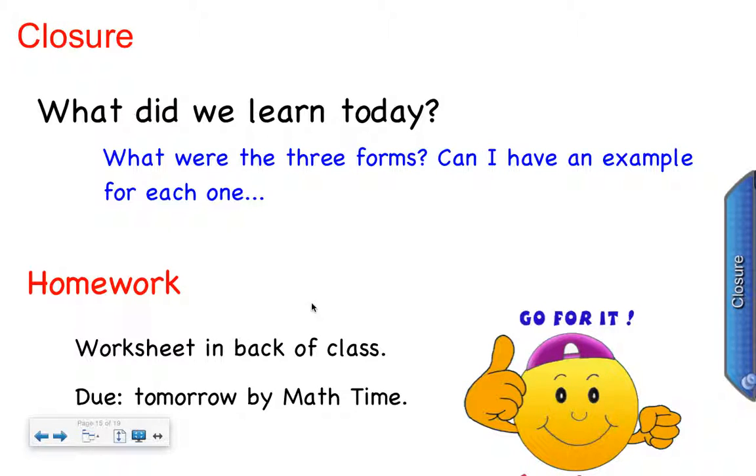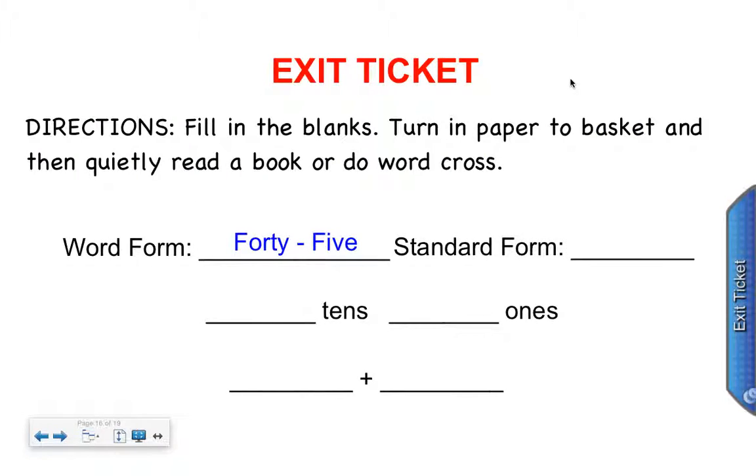So for the closure, I think you wrap it up with a little what did we learn today, have the students talk about the 3 forms and have them give an example of each one. Put down here their worksheet is in the back of the class just so they know where to go find it. And then to finish it up, you'd have the exit ticket, in which all the students would fill in their math journals for the day, and then if they get done faster than the others, it says in there quietly read a book or do their word crosswords. They just have to fill out all the different forms and then a little bit from the assignment.